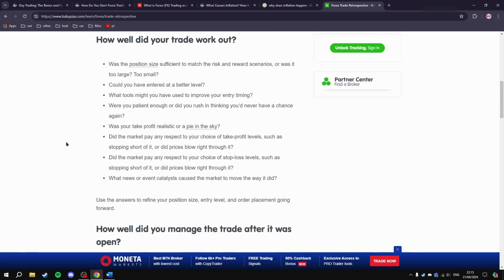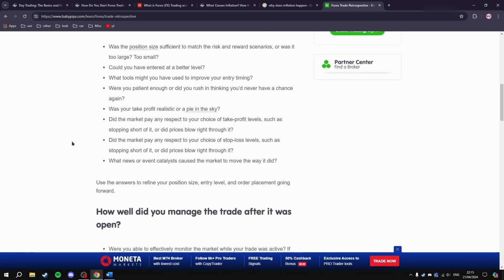Was the position size sufficient to match the risk and reward scenarios, or was it too large or too small?